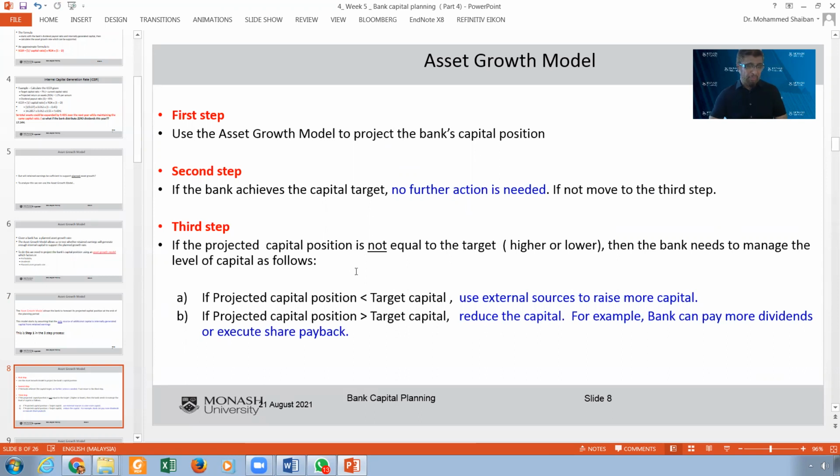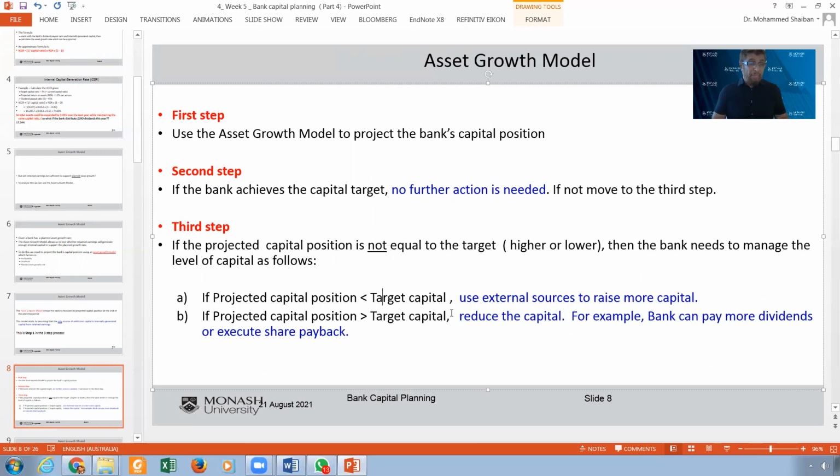So, which is the third step. Usually we are even more or less. If we are less, if the projected capital position is less than the target capital, I have to do something. I have to use an external source to raise more capital, because I already used all of the internally generated capital, but my growth still needs more capital. And so I can comply with the target capital. In this case, I use external capital.